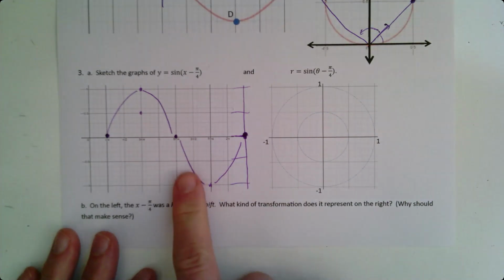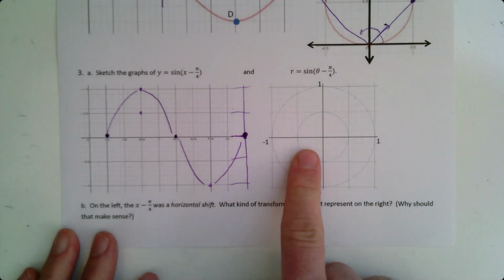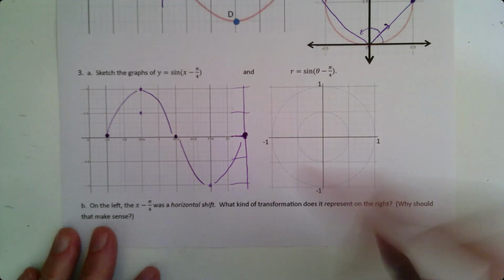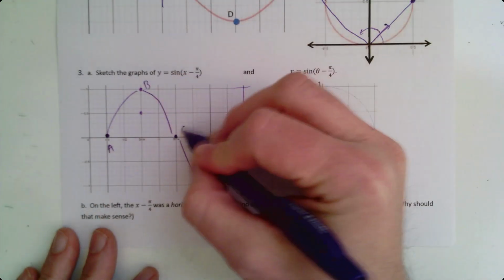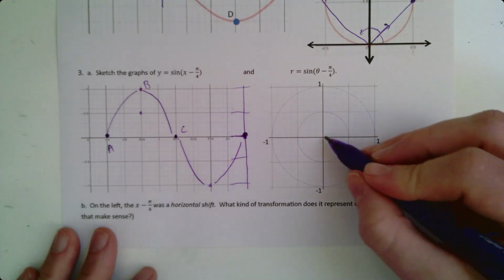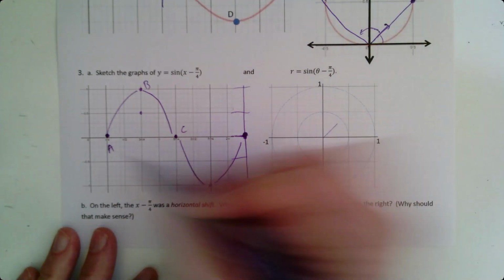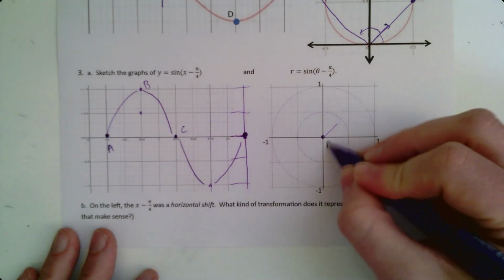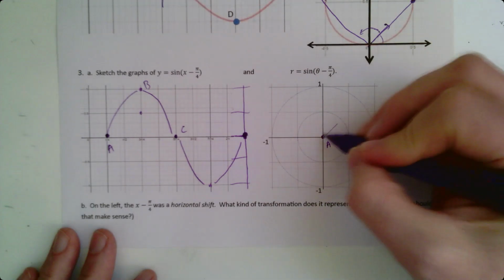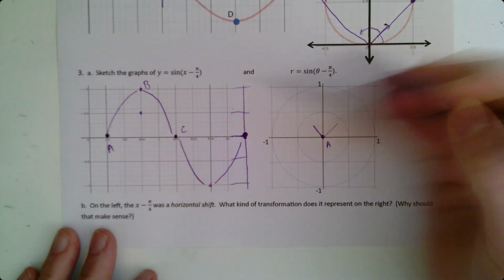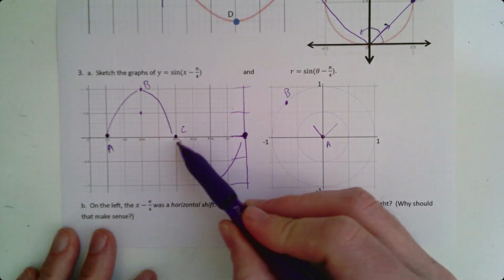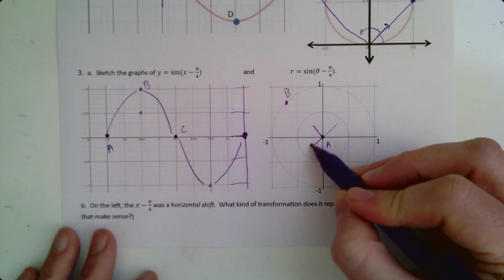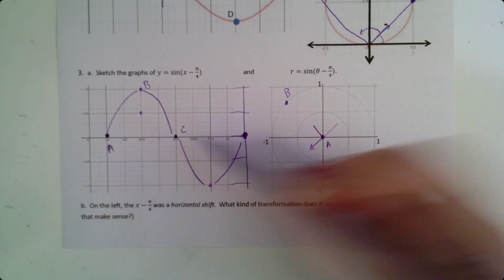Now let's go ahead and start plotting this over here as a polar graph. So I'm going to start by labeling some key values. Here's A, B, C. So A is at an angle of pi over 4, and the distance is 0. So that's A. B is 3 pi over 4, which is facing this direction. Its distance is 1, so it's all the way over here at B. C is at an angle of 5 pi over 4, which faces this direction. It's back at 0 again.